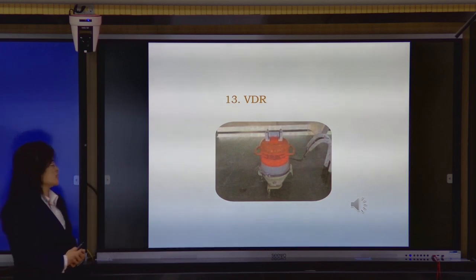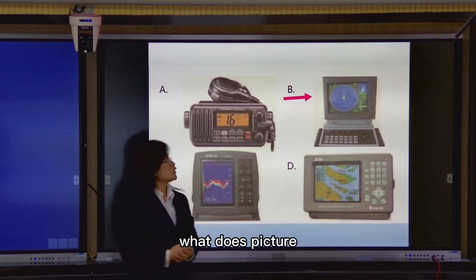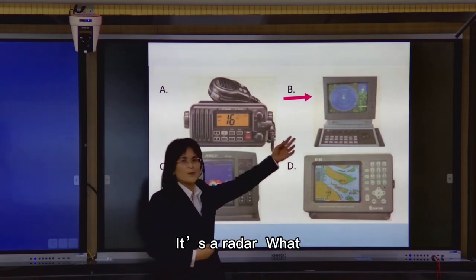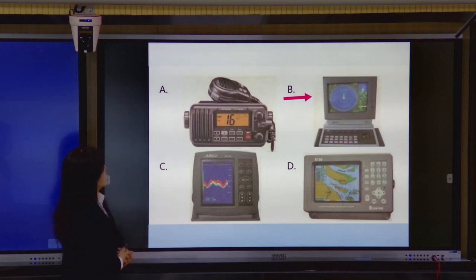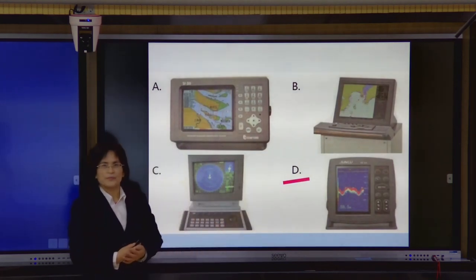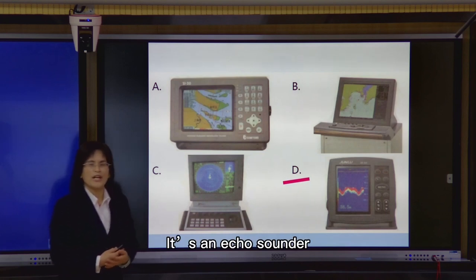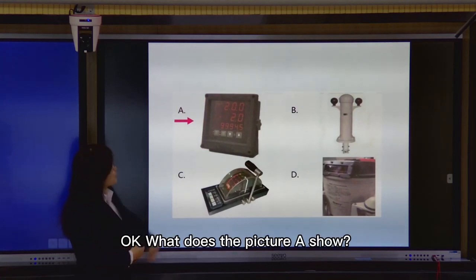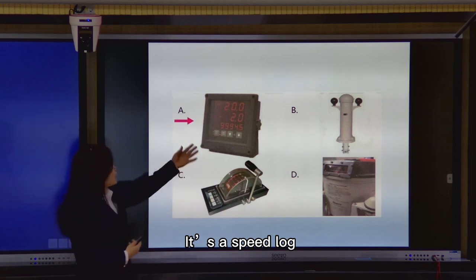Let's do some exercises. What does picture A show? Picture B is a radar. Look at it. What does picture D show? It's an echo sounder. Look at these pictures. What does picture A show? It's a speed log.